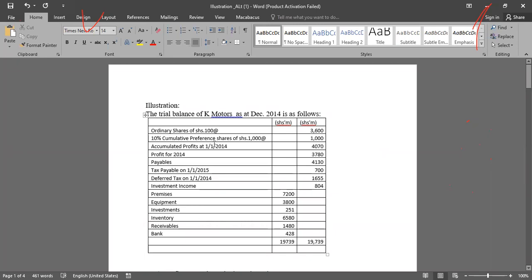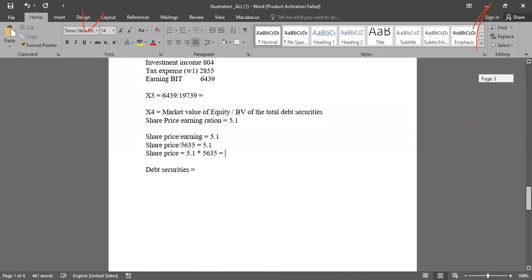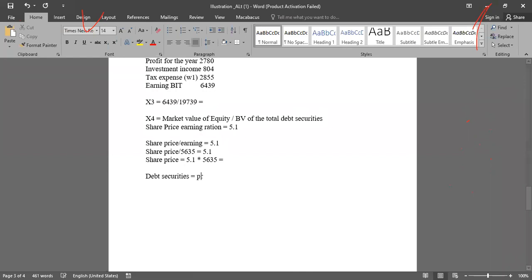And here we shall take cumulative preference shares because of the fact that they didn't tell us that they are irredeemable. If they were irredeemable, then there would be share capital. But since they are redeemable, probably because they didn't say anything, this will be now our debt, which is 1,000. So you come and say debt equals preference shares, which is equal to 1,000.